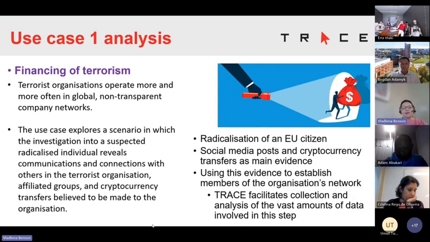So the first use case is the financing of terrorism. To face and untangle these networks, it is necessary to understand how financing of terrorism is undertaken. Use case 1 explores a scenario in which the investigation into a suspected radicalized individual reveals communication and connections with others, as well as cryptocurrency transfers that are believed to be made to the organization. TRACE in this case would facilitate collecting and analyzing large amounts of data from social platforms, messaging services, and cryptocurrency or fiat money transfers. It is not as straightforward as it perhaps looks from the outside.